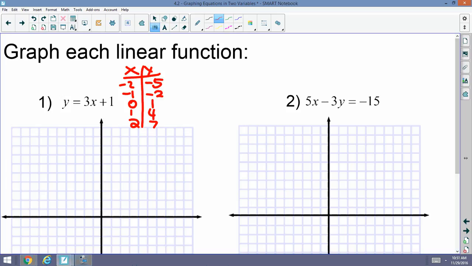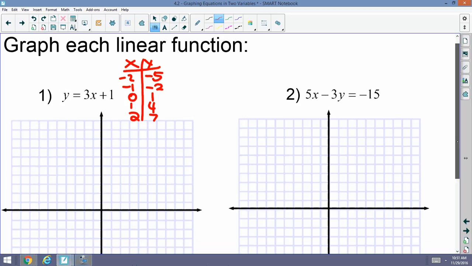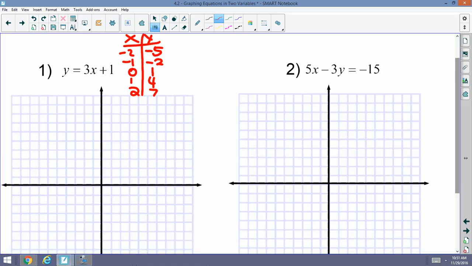So now let's plug it in. So negative 2. We're just plugging in these values for the x. So y equals 3 times negative 2 plus 1. 3 times negative 2 is negative 6, plus 1 is negative 5. Make sense?